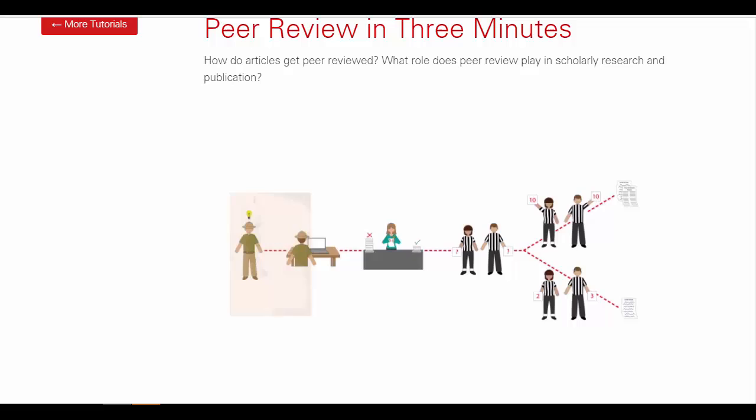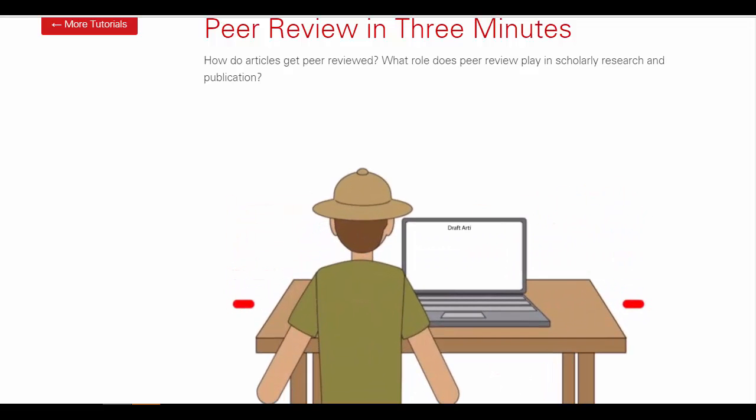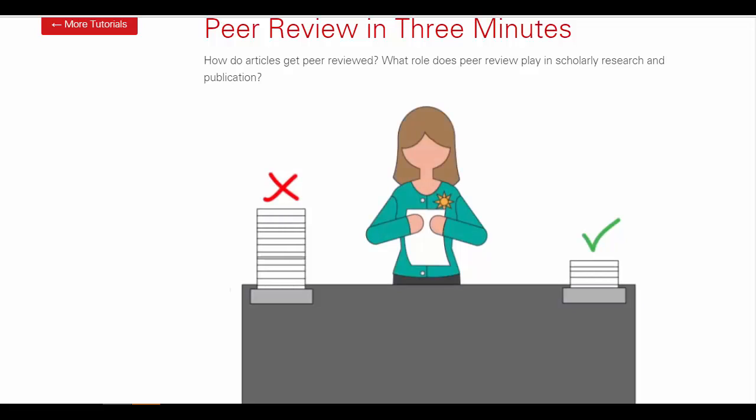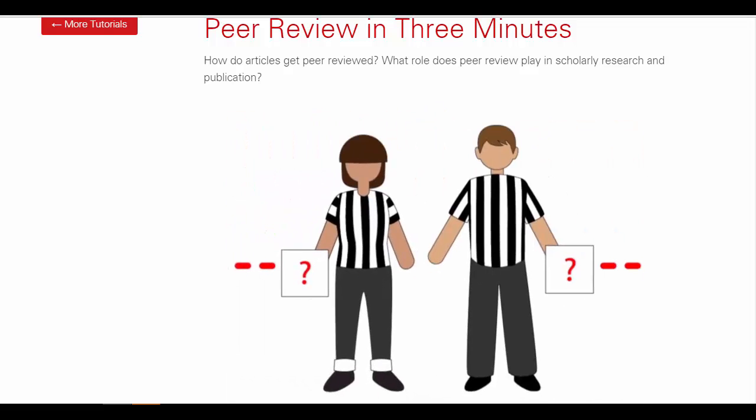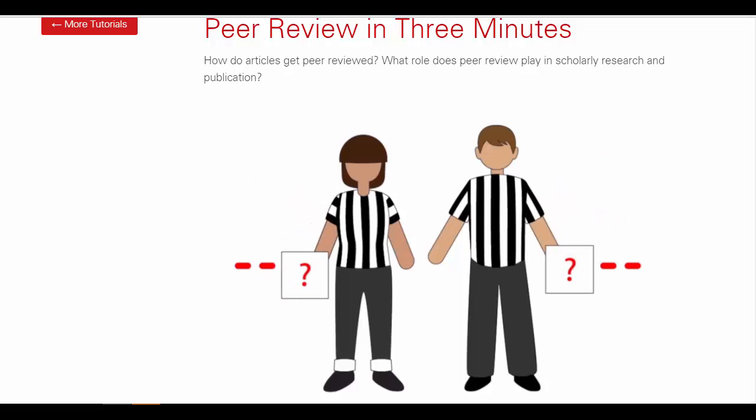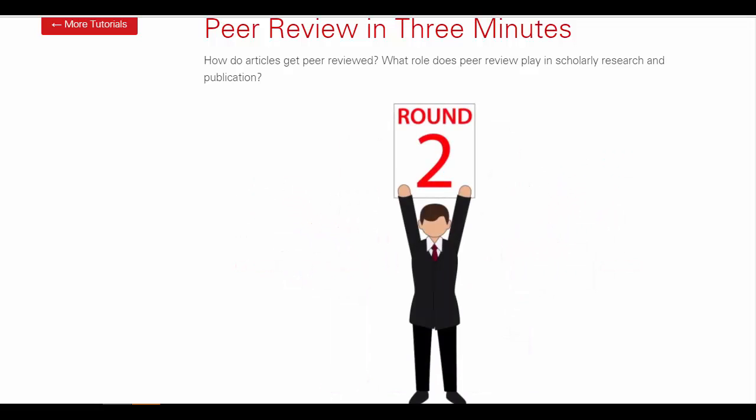To do this, he writes a draft article describing his research and findings and submits it for publication in a scholarly journal. Here's where the article has to pass its first test. The journal's editor reads over the article to decide whether it's a good fit for her journal. If it is, she sends copies of the article to a group of experts to evaluate the article's quality in a process called peer review. This is the article's second and most important test.